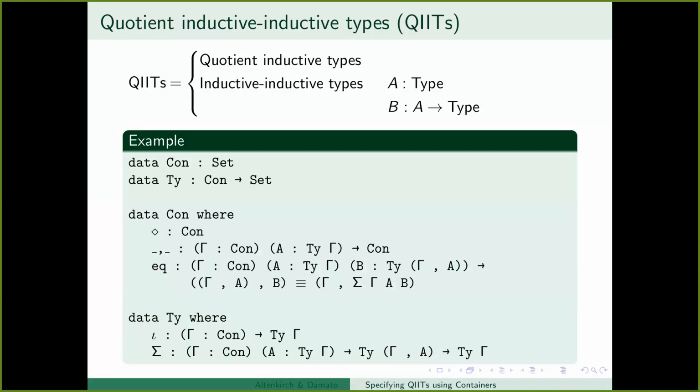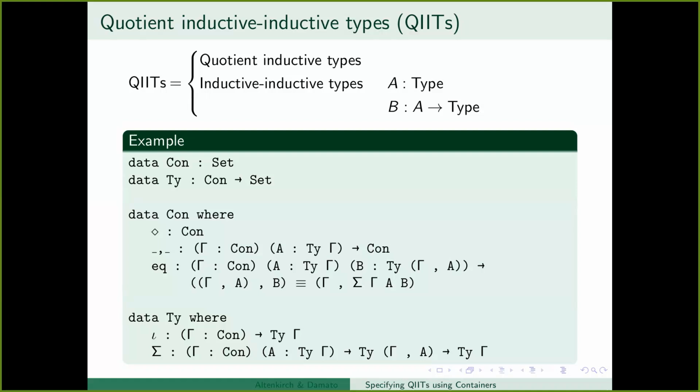Notice that we have implicit set truncation here by the use of Set. This definition consists of an empty context and context extension. I'll get to each in a second. And then for types, we have the base type, which is well typed in the context. And then we have the sigma type.